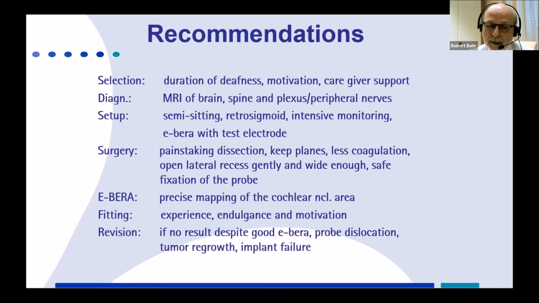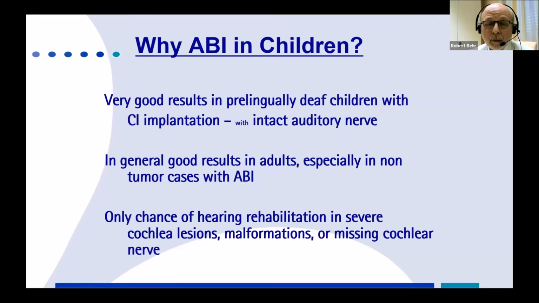For the NF2 patients, it is of course important because they have to face tumor regrowth over time. So now I come to the children. Why ABI in children? We know that in prelingually deaf children, CI is a very good method to restore hearing. So it should also work with the ABI. And what we learned from other studies is that in general, also good results in adults, especially in non-tumor cases, can be achieved with the ABI.